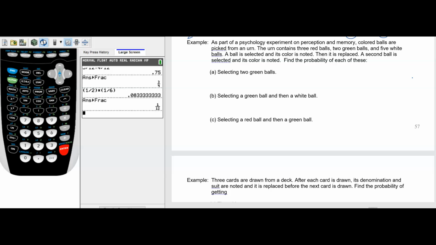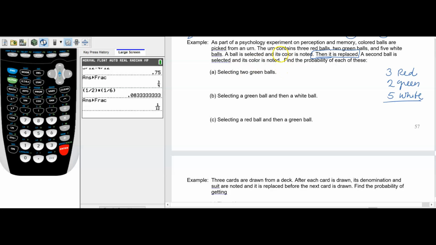Okay, so let's look at the next example. As part of a psychology experiment, we have some colored balls picked from an urn. The urn has 3 red balls, 2 green, and 5 white. A ball is selected, its color is noted, then it's replaced. This is really important. When you are reading these problems, make sure you pay close attention to whether or not you put the ball back. Then a second ball is selected and its color is noted. Find the probability of each of these.